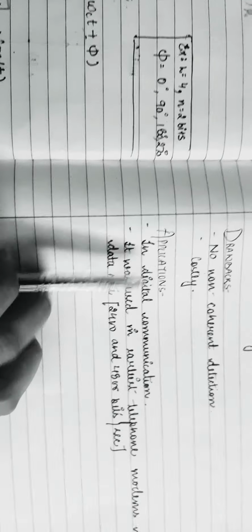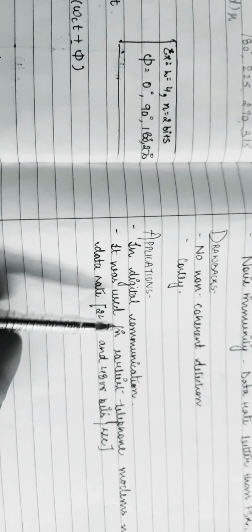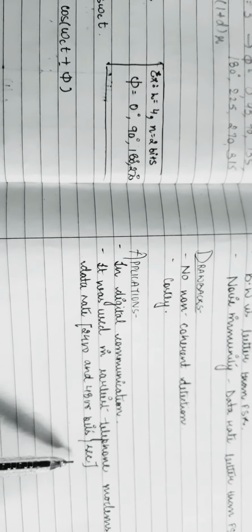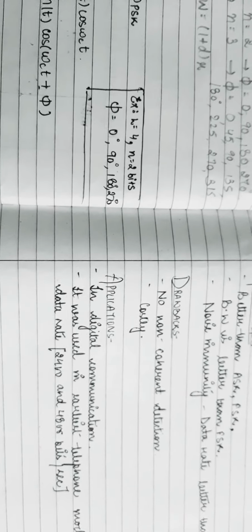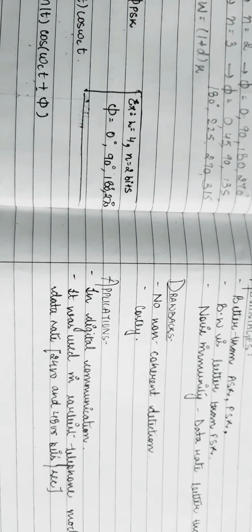Now if we talk about the application, it is basically used in digital communication systems. It was used in the earliest telephone modems with data rates of 2400 and 4800 bits per second. So this was all about PSK. In the next lecture, we will be discussing DPSK, that is differential phase shift keying. Thank you.